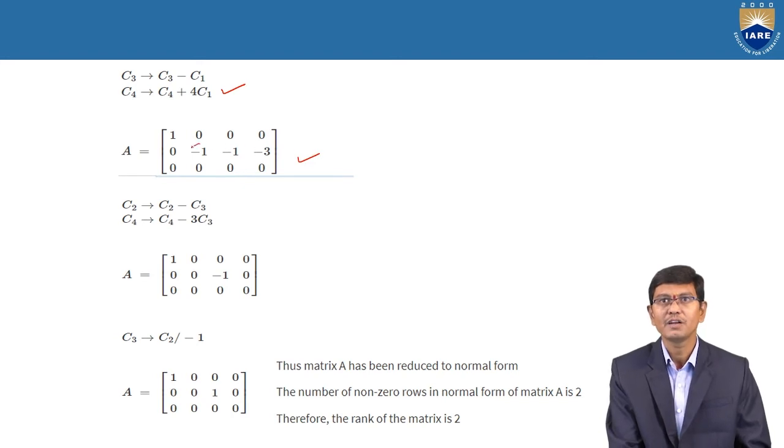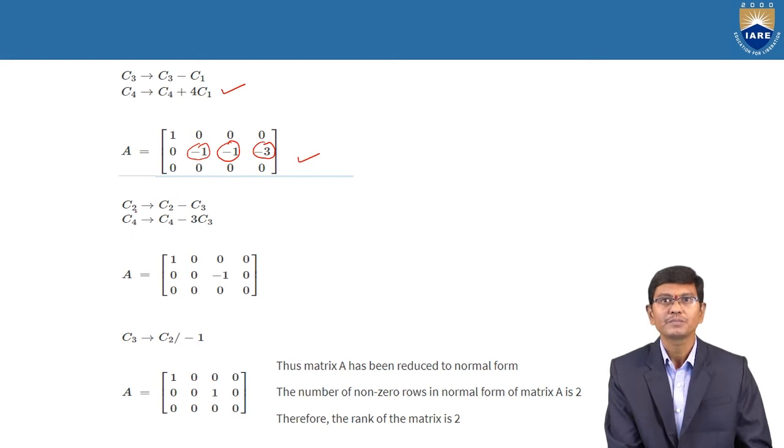Again, we need to modify it: minus 1 is equal to 1, and minus 1 is equal to 1, and minus 3 is equal to 1. Either we change it to one, otherwise the values are changed to 0. That depends upon applying the operations. For example, I am going to apply C2 minus C3. By doing this operation, this value is changed to 0.